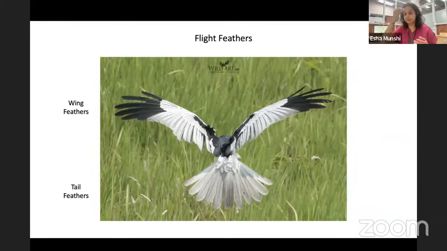Woodpecker tails are something completely different. In case of this owl, most of you know that owls are silent flyers.